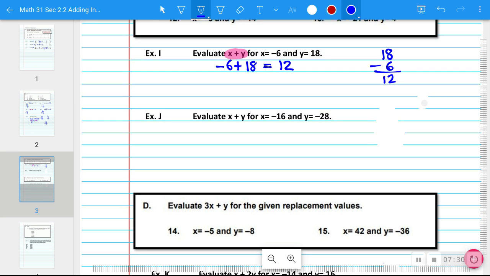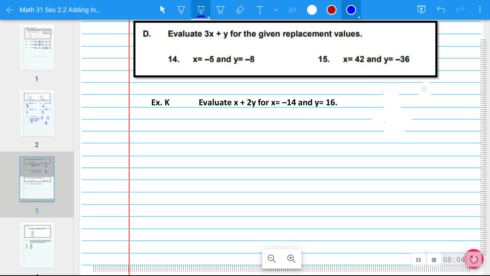On example J, we're also adding, but this time it's two negatives that we're adding, so x is negative 16, y is negative 28. So we're adding these two negative values, and in this case you add. So our answer will either be 44 or negative 44. And since these are both negative, our answer is also negative. A negative added to a negative always gives a negative.